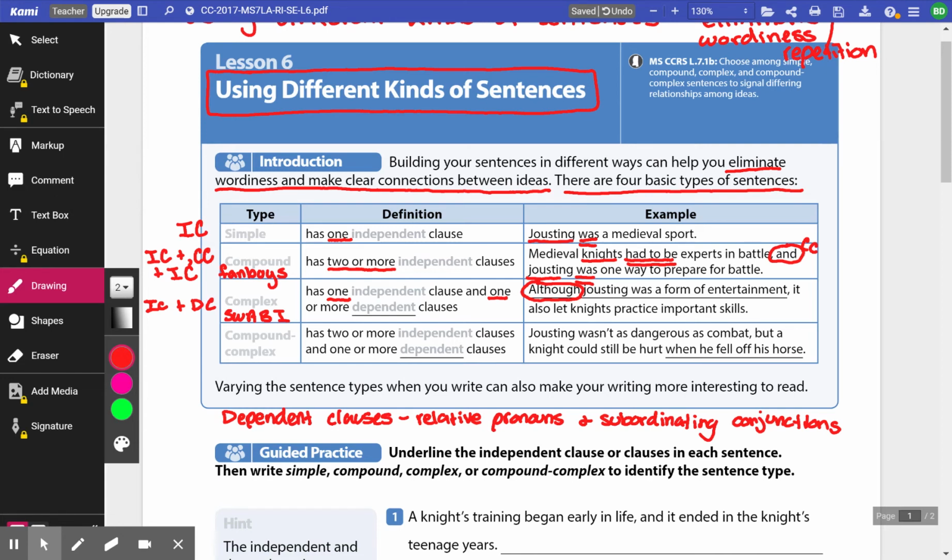So, "although jousting was a form of entertainment, it also let knights practice important skills." Right here where I have my comma is where my dependent clause ends and my independent clause begins. So, "it also let knights practice important skills." So I have my independent clause here and then my dependent clause beginning with the word although. So that's a complex sentence.